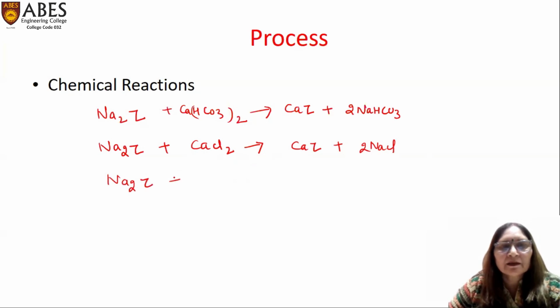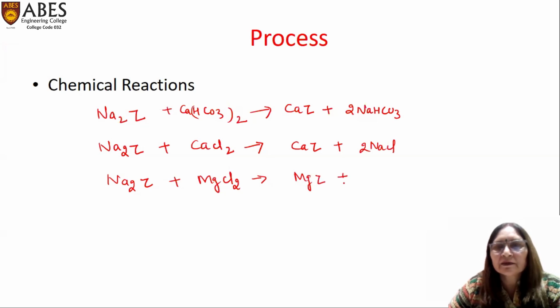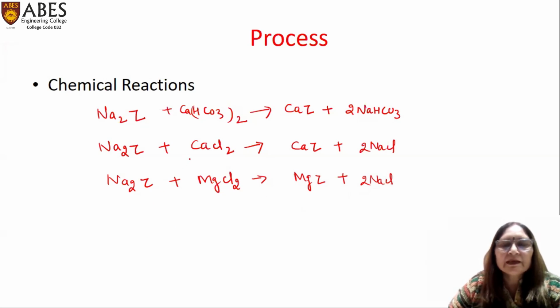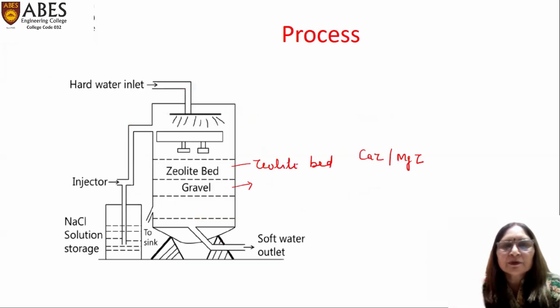Na2Z reacts with magnesium chloride. These are the hardness-causing salts in the form of calcium and magnesium ions. It forms magnesium zeolite and NaCl. These are the chemical reactions of the zeolite process. Zeolite is converted into calcium or magnesium zeolite.